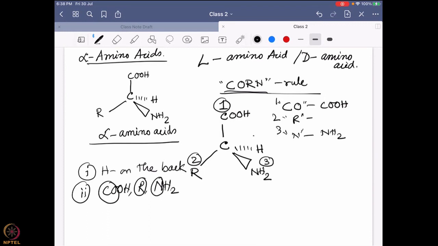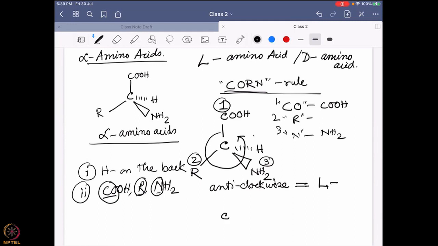And over there, this carboxylic acid CORN group, you just find out and see how they're connected. So put 1, 2, 3 and see how they're connected. Over there, you can see they're connected anti-clockwise. So if they're connected anti-clockwise, that will be an L amino acid.